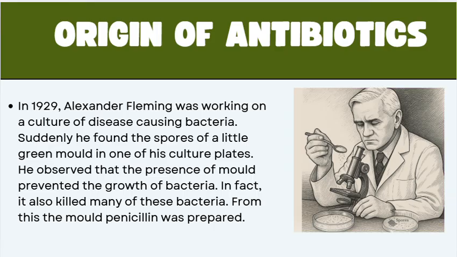I hope you have understood this. Let me revise this again. While Alexander Fleming was working on a culture of disease causing bacteria, he found that the spore of a little green mold was present on his culture plates. Now, what did this mold do? It prevented the growth of bacteria and it also killed many of the bacteria. So, it is this mold from which penicillin was prepared.